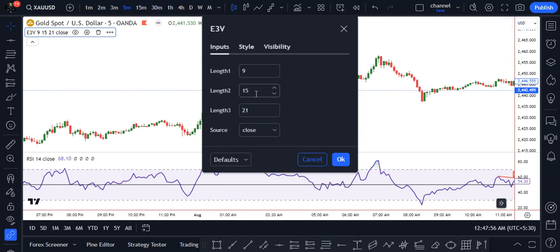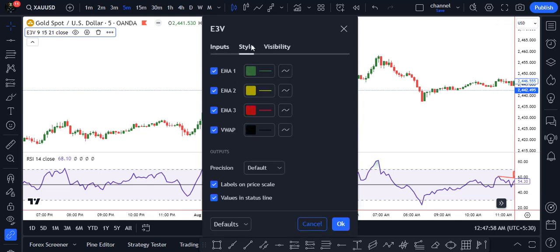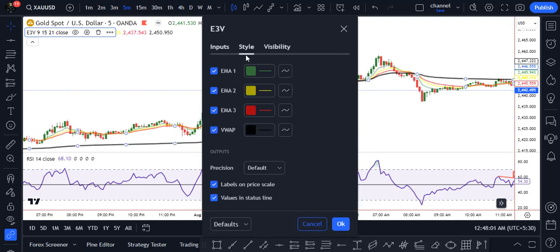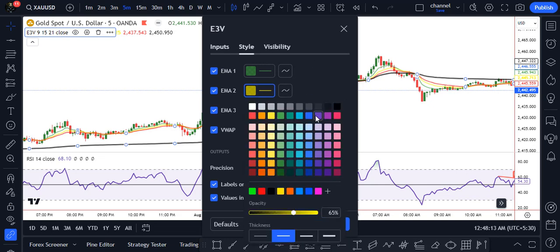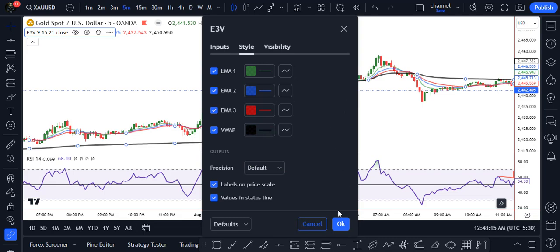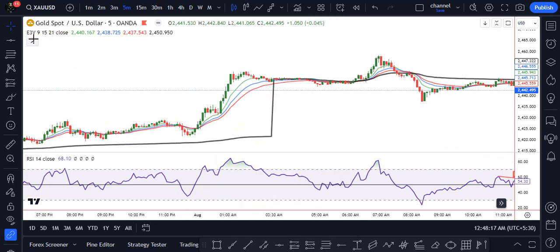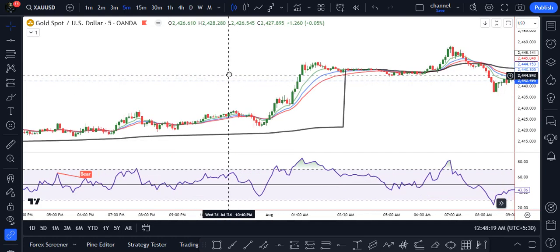The first length is 9, second is 15, third is 21. We are not going to be adding the 200 period moving average because the VWAP will tell us what the 200 period moving average will tell us. So now just make this line thicker and choose whatever color you want. I'll go with blue as it is easy on the eyes. Okay, let's see the strategy.